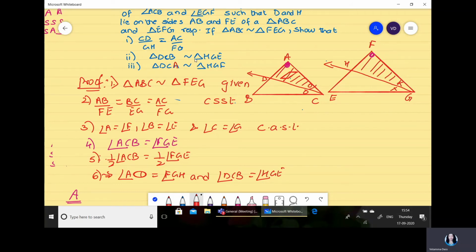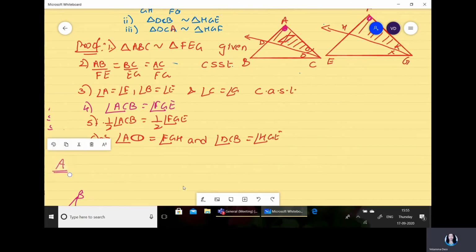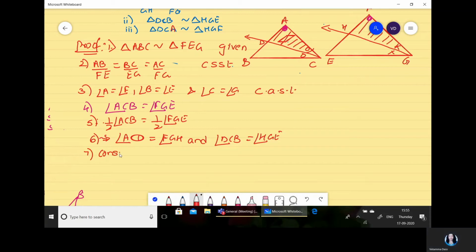Now to be very specific for this triangle, I have written angle ACD equals angle FGH, and angle DCB equals angle HGE. So now I think we can prove very easily that triangle DCA is similar to triangle HGF. To prove that, again we will consider the triangle. Consider triangle DCA. We will take the namings in correspondence as it is so that we don't make any mistake.